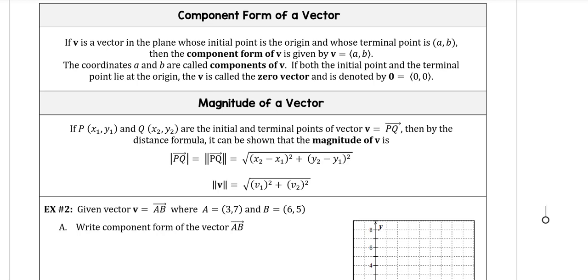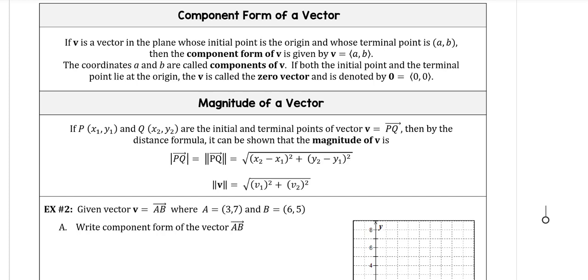And if both the initial and terminal point lie at the origin, the vector is called the zero vector and is denoted by boldface 0 or the component form 0, 0, because it has no magnitude and it has no length. Both points are right on top of each other at the origin. Okay, how do you find the magnitude of a vector?